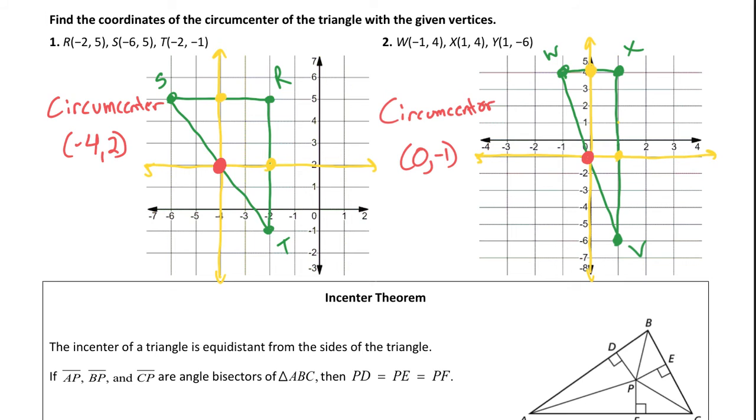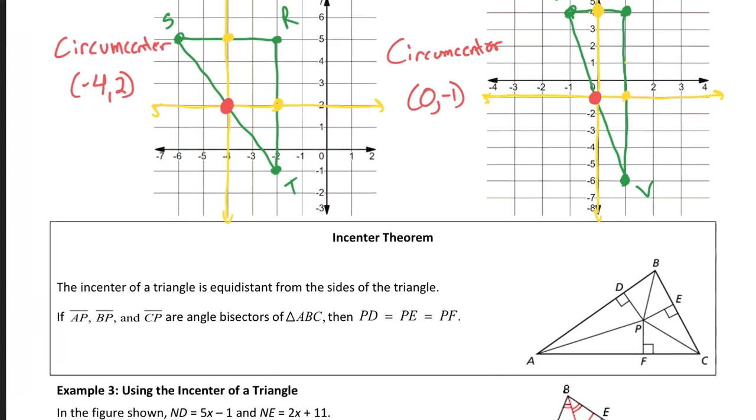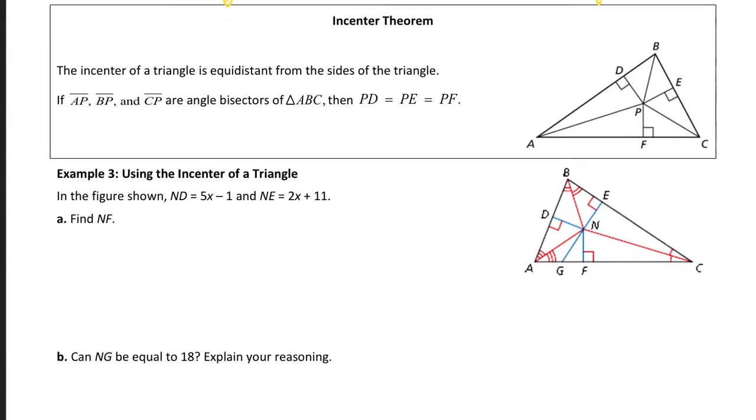So for part 1, the circumcenter is at (-4, 2). For number 2, the circumcenter is at (0, -1). So that involved finding midpoints and finding perpendiculars to vertical and horizontal segments. The last part of this lesson, we talk about a different type of center.